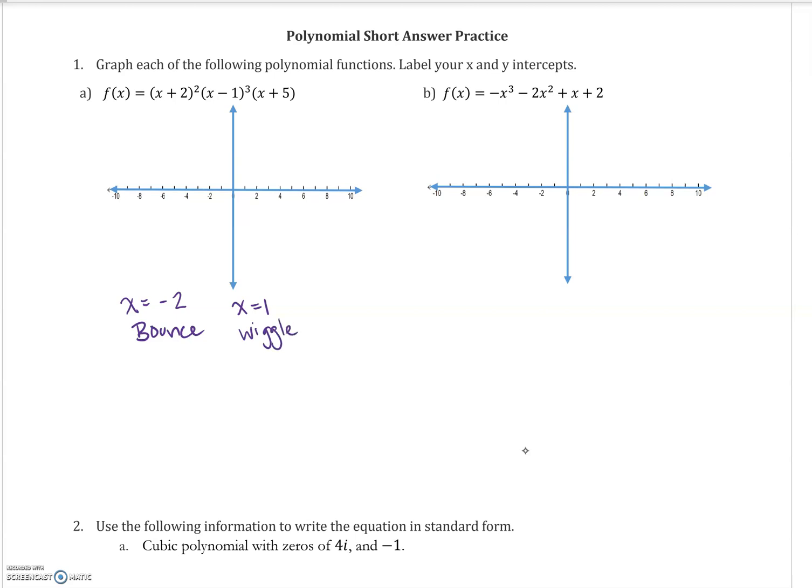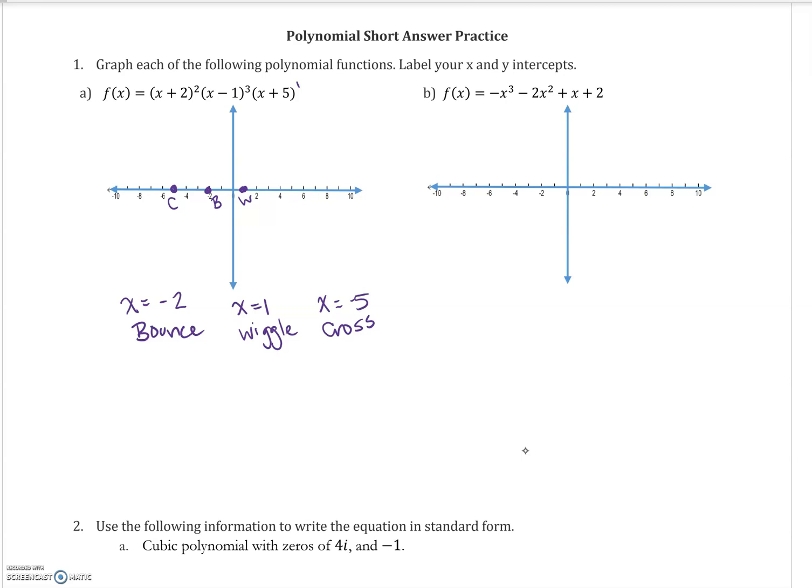And lastly, for the x plus 5 factor, I know that x equals -5, and since my exponent is this invisible 1, I'm going to say it just crosses straight through that point. So if I wanted to, I could go ahead and plot those x-intercepts, and it might even be a good idea to put a C for cross with this one, a B for bounce at -2, and a W for wiggle at x equals 1, just so that we know what we're doing at each of those x-intercepts.